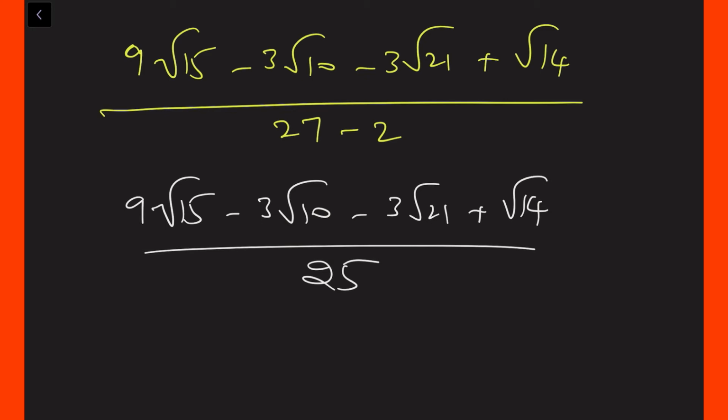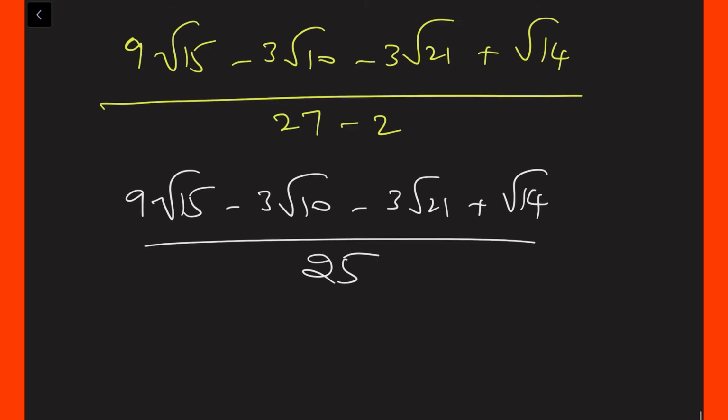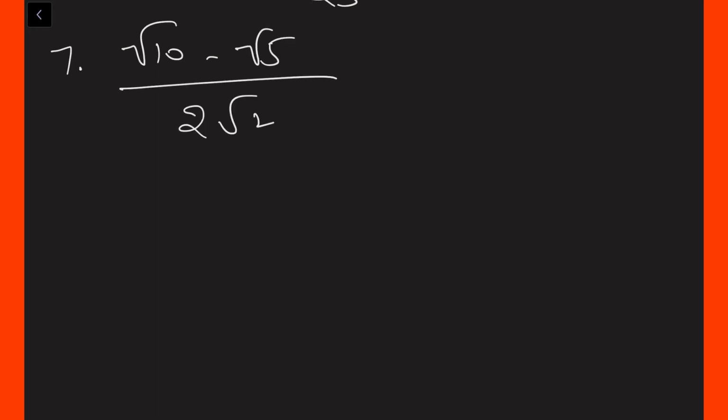Okay, next let us move to the next bit, that is 7th bit. Bit number 7. In this he gave the question as (root 10 minus root 5) divided by 2 root 2. Find the value of (root 10 minus root 5) divided by 2 root 2 up to 3 decimal places. Take root 2 as 1.414 and root 5 as 2.236.